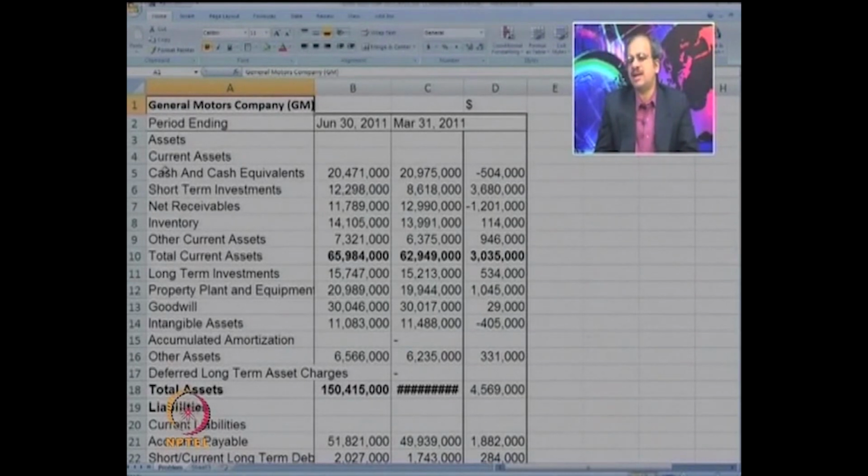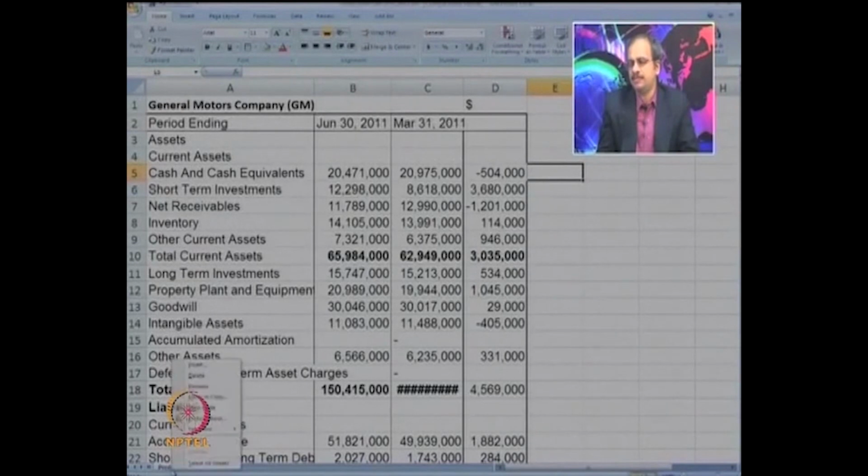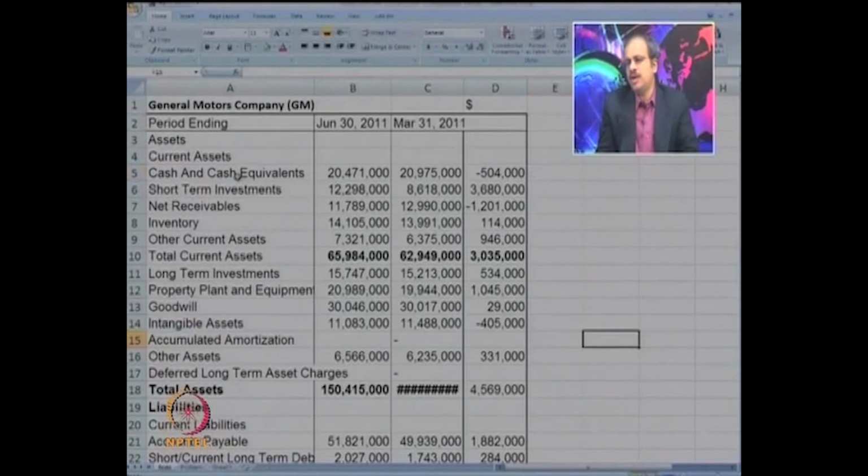Here under current assets, the first item shown is cash and cash equivalents. You can see there is a difference of 504. We have been asked to make a fund flow statement. So how to go ahead? What will be the first step to make a fund flow statement? Look at cash and cash equivalent. There is a decrease, minus 504. We are comparing the June quarter with the March quarter. So this is a working capital item. I will mark it as W cap.